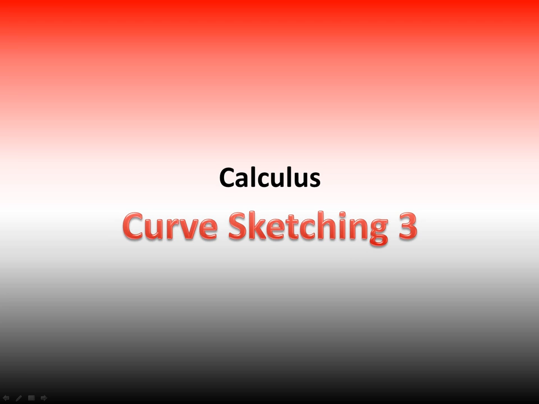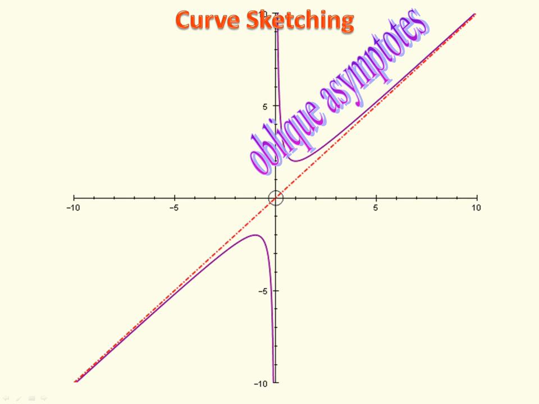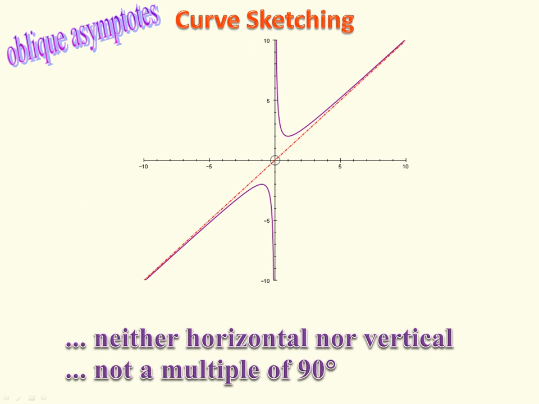Calculus Curve Sketching Part 3. In Part 2, the last video, we dealt with horizontal and vertical asymptotes. Now we're going to deal with oblique asymptotes. They are angled lines, neither horizontal nor vertical, not a multiple of 90 degrees.